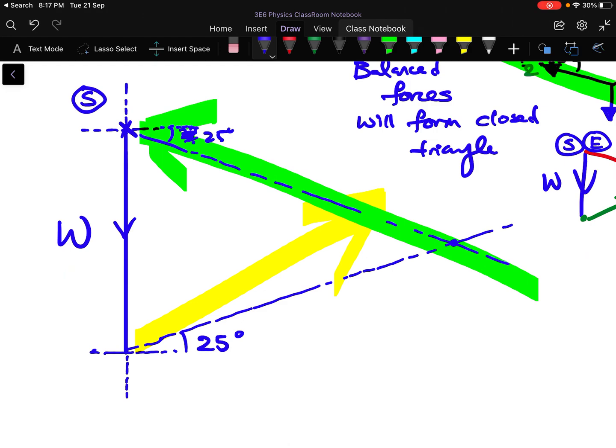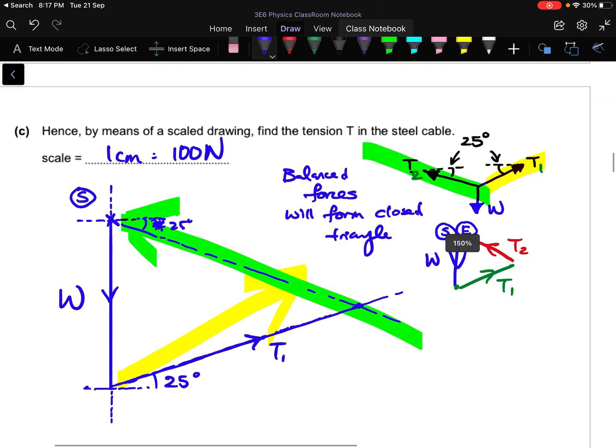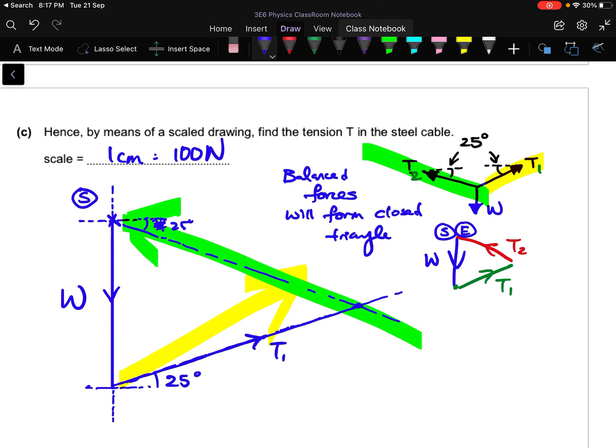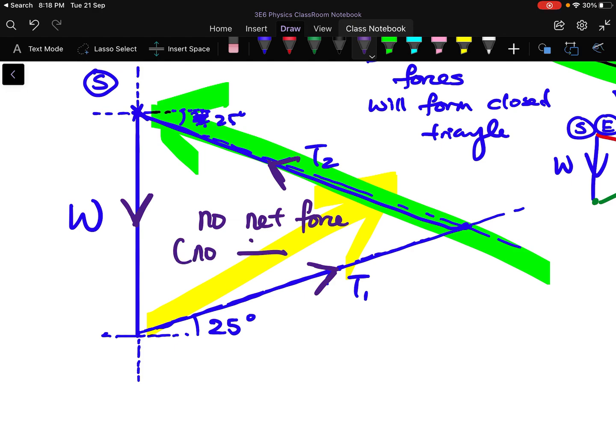What does this mean? This means that my T1 will be until here, and then I will have my T2 until here. You should see that all the arrows on this closed triangle are single arrows. Why? Because there is no net force. If there is no net force, no double arrow.